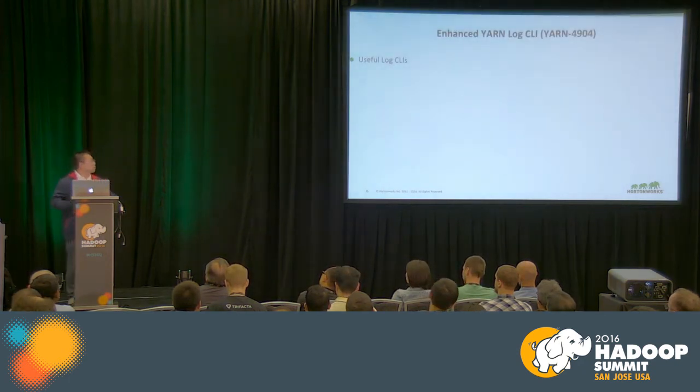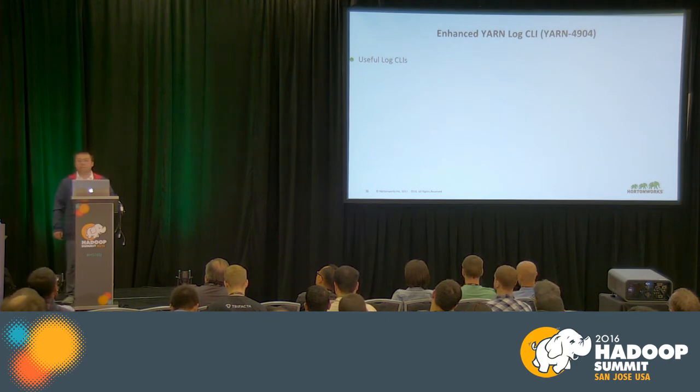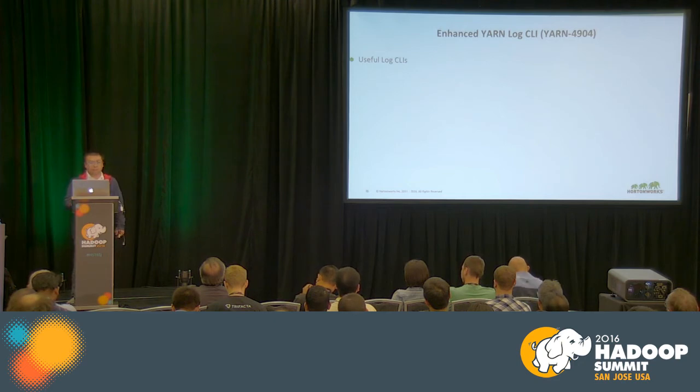Thank you. In order to figure out why my applications fail or why my applications are slow, other than just getting the service logs, such as the resource manager log, node manager log, or even the ATS logs, it is also very important to get the application log itself. So in YARN, we provide the yarn logs command line for users to get the application logs directly. Here are some useful logs command lines.